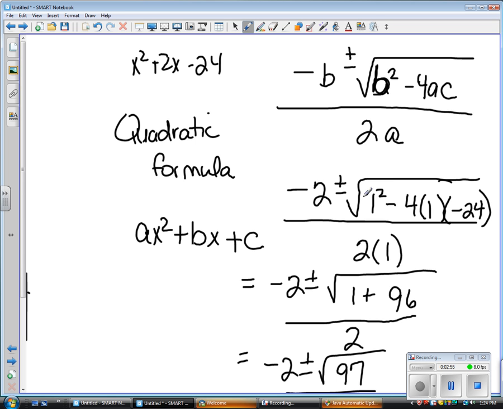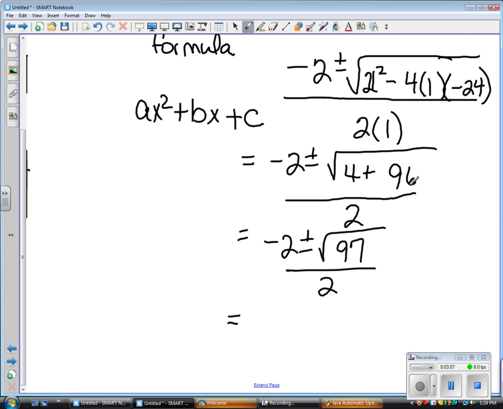So instead of 1, I'm going to use 2 because that's my B. So 2 squared is 4. So we're just changing that one little thing right there. Sorry about that. And what is 96 plus 4? 100. I knew I was having to come out with a perfect square. I knew I was wrong. So I apologize for that.